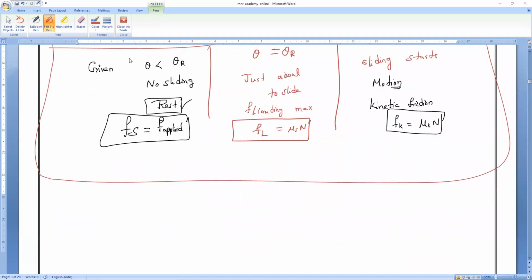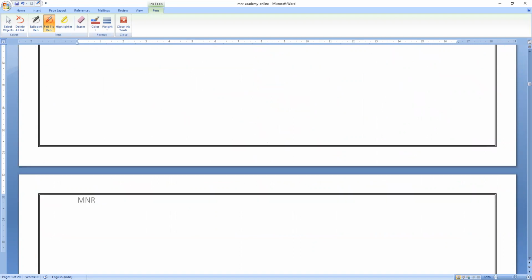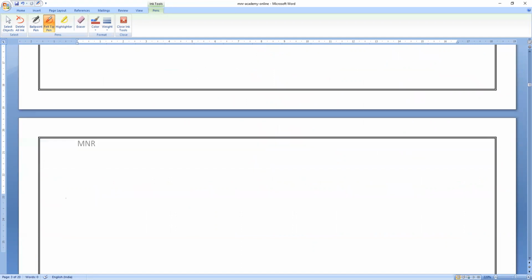Okay, when theta, that applied angle, is less than the angle of repose, equal to the angle of repose, and greater than the angle of repose, what will happen? Now, with the help of this, we will solve one or two questions and then we can proceed. So let us see that.